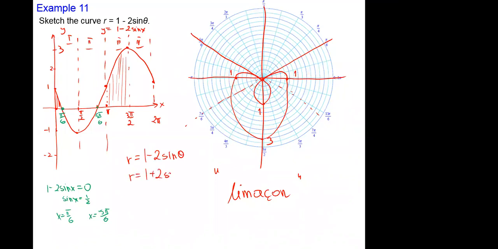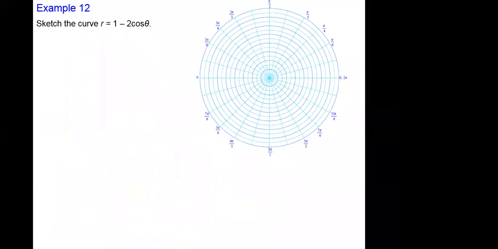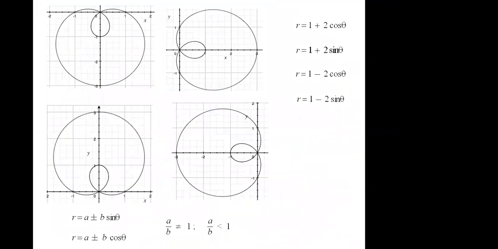1 plus 2 sine theta. 1 minus 2 cosine theta. And 1 plus 2 cosine theta. I mean, all of them we will just rotate like 90 degrees. And let's see, that's 2. Oh, that's actually all of them, and we will match in a minute.